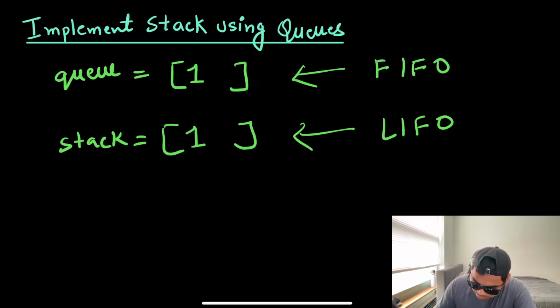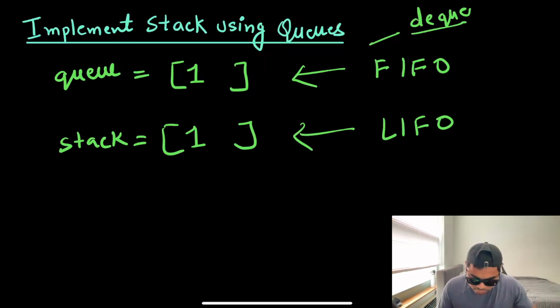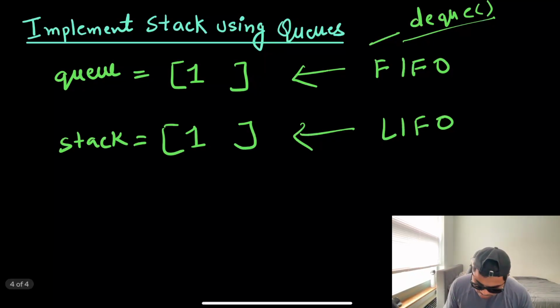And for that we will be using deque. This is what we will be using, deque. That's an implemented Python data structure that represents a queue. So if I'm pushing something, my queue and stack both look the same. How about if I push another thing? I'm going to push, let's say, 2 to my queue and to my stack.